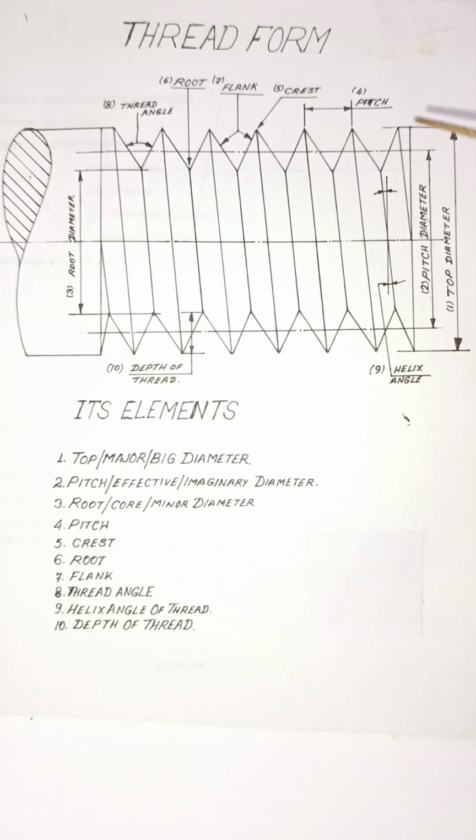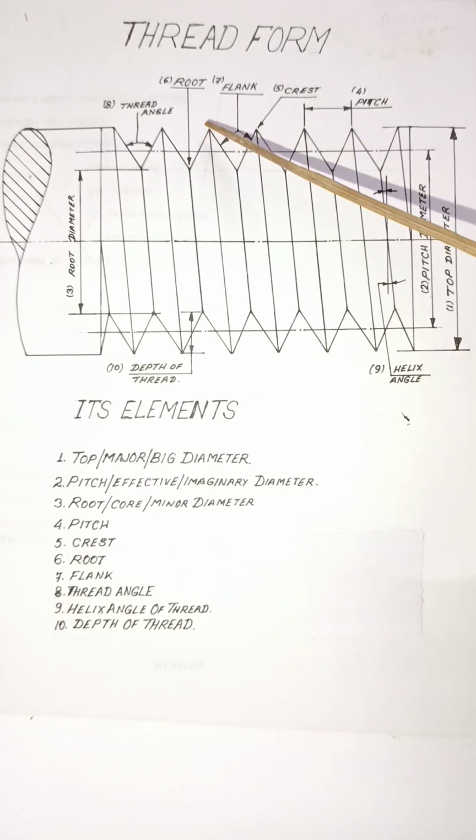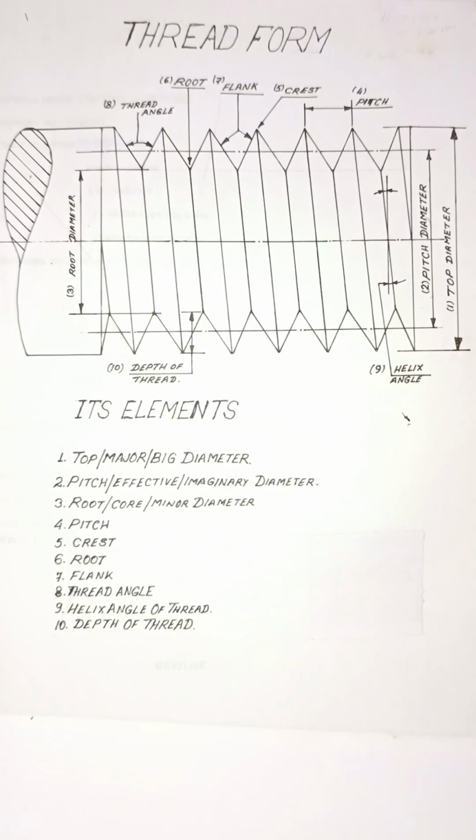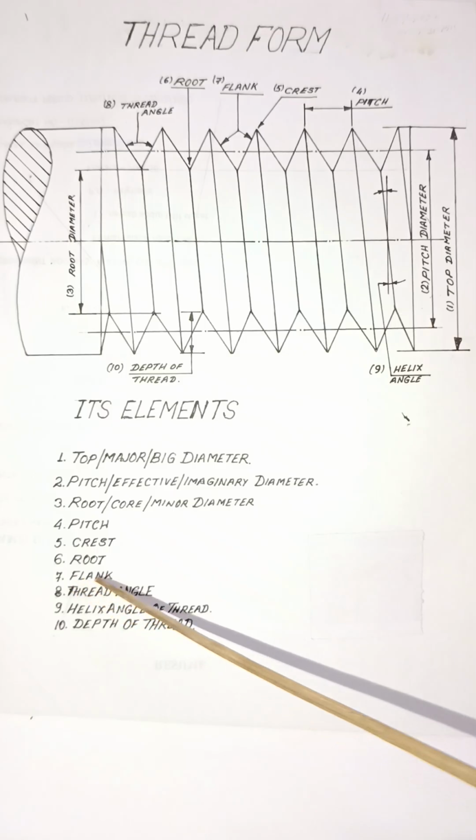Next is crest. What I explained lastly, this top point apex is called crest. And this root point is called root of the thread. Then flank.